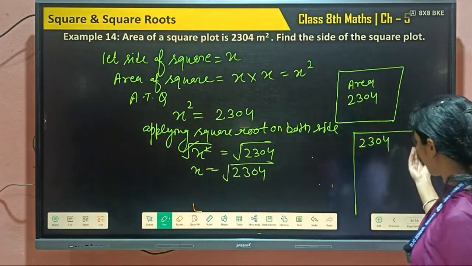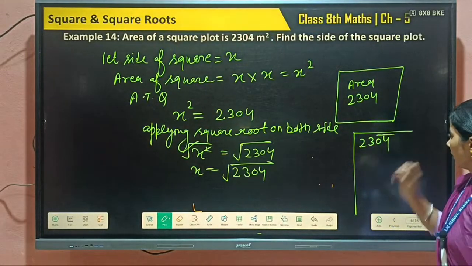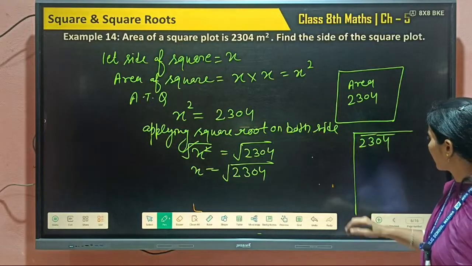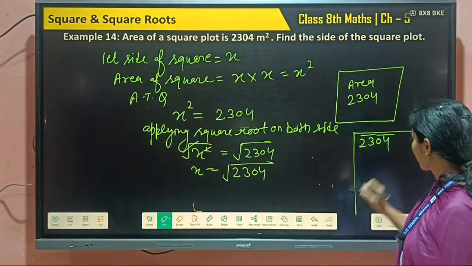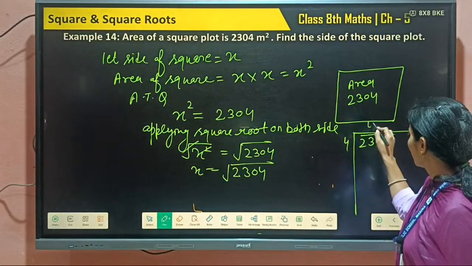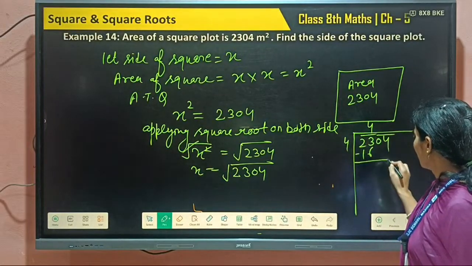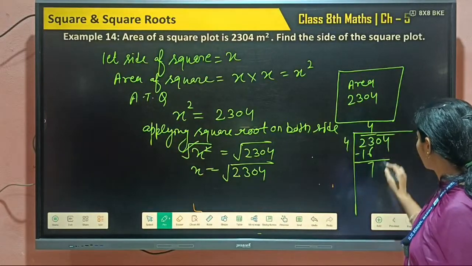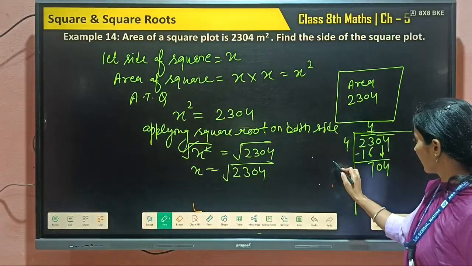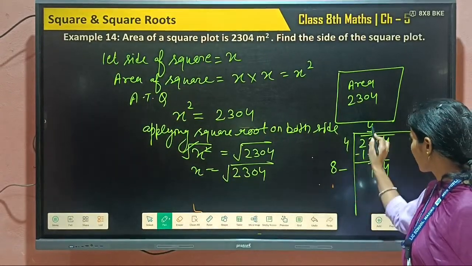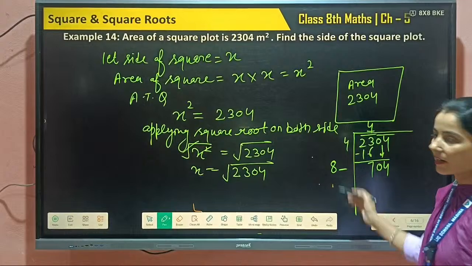2304. Start pairing from the right side: one pair and a second pair. 4 times 4 is 16, 5 times 5 is 25, and 25 is greater than 24, so we take 4 times 4, which is 16. 23 minus 16 is 7. Carry down the next pair. The double of this quotient is 8. Now insert this 8 leaving one blank at its right side.